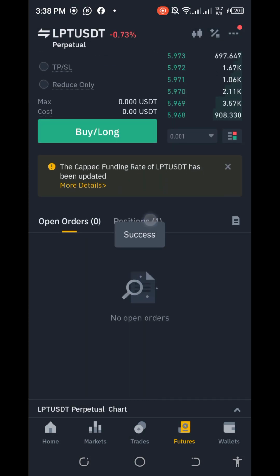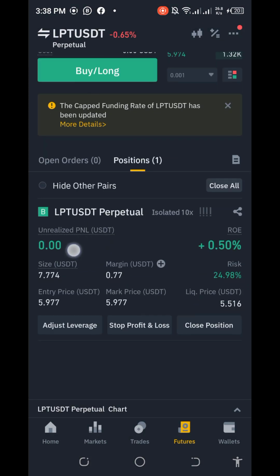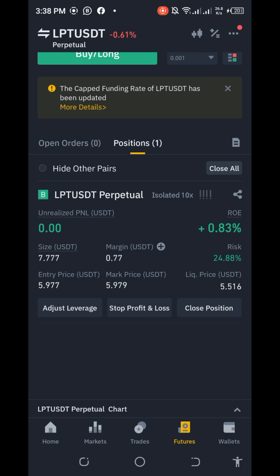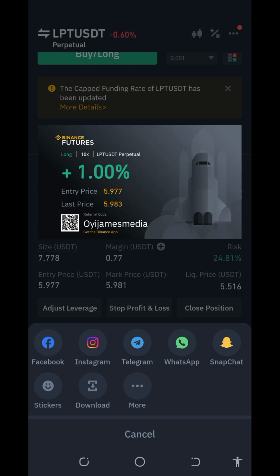You can see how the trade is now. So if you're on a profit now, and you want to screenshot your profit here, you can just type like this. You can see 1%. Then you see download here.